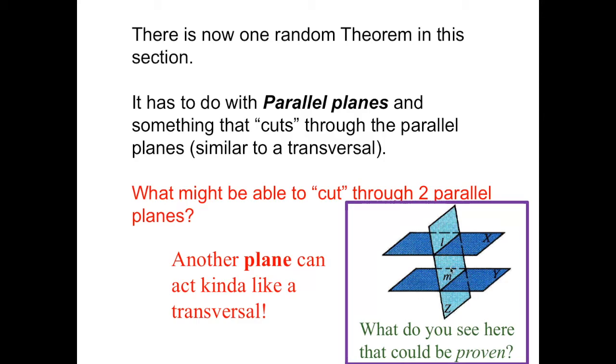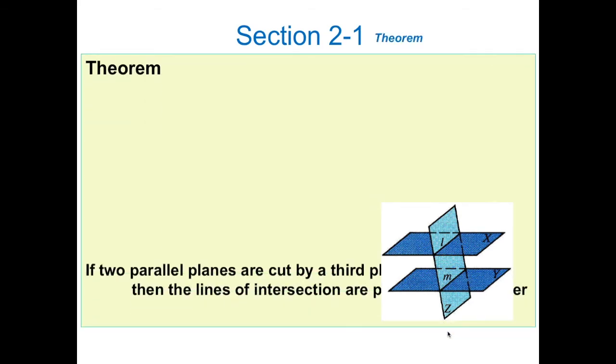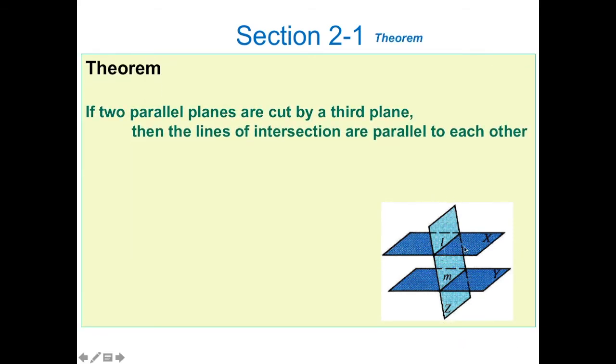Is there something we can say about those two lines that hasn't been said yet, other than the fact that a plane intersects and creates those lines? The thing that we can say is that these two lines would have to be parallel to one another. So that might be kind of obvious. You might be thinking, well, that's got to be obvious if line L and line M are in parallel planes. They must be parallel to each other.